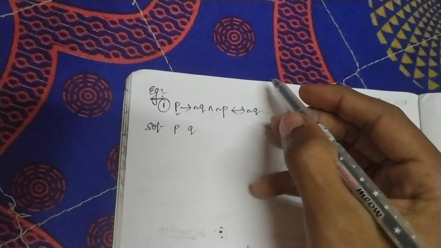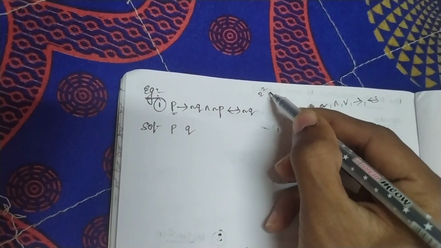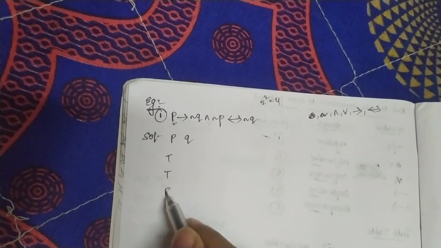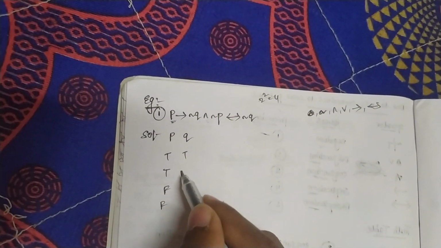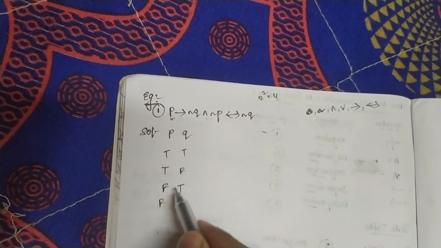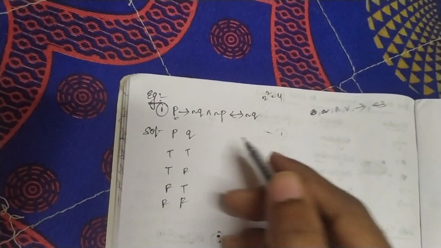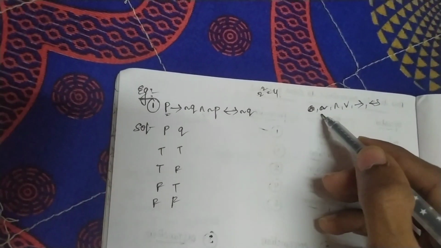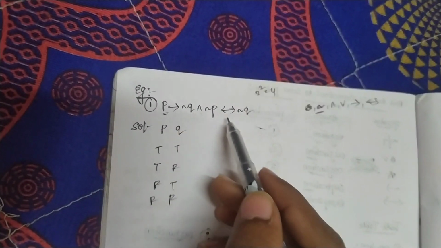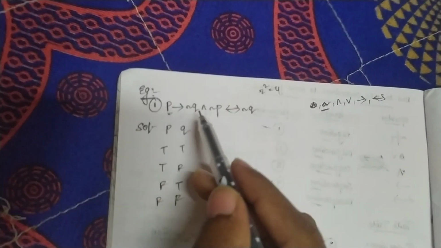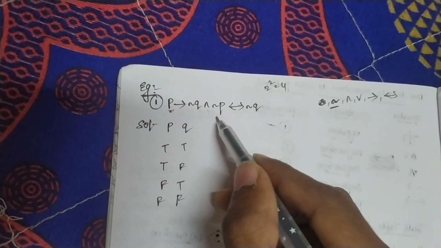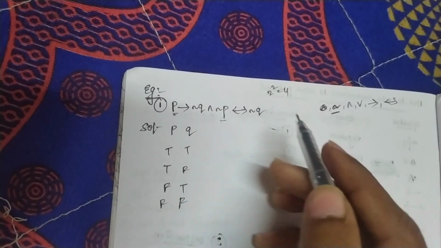If given two variables, we get how many cases? 2 to the power 2 means 4 cases: true-true, true-false, false-true, false-false. Here the first preference is given to which? Negation. In this question, for P and Q, we have negation P and negation Q.